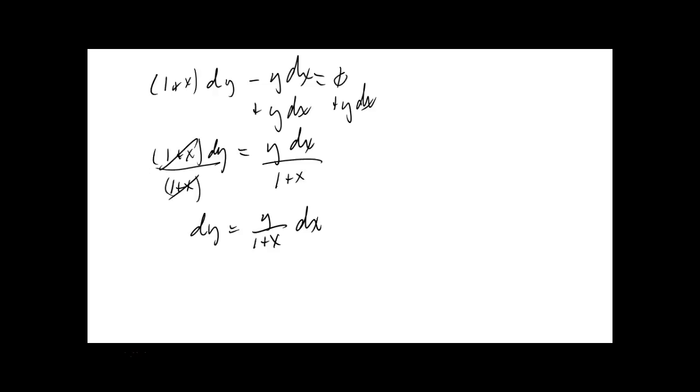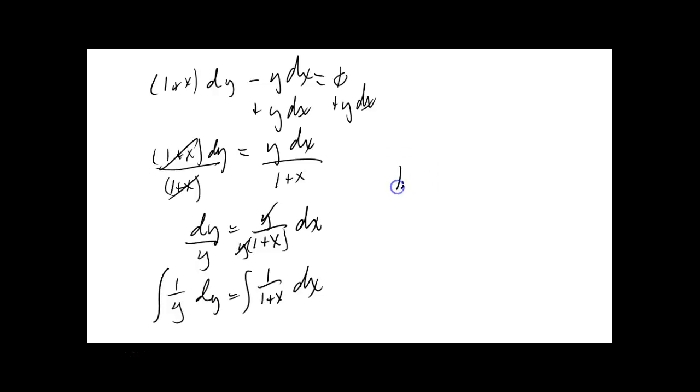Now what? Not yet. I want the y on the other side. So what am I going to do? Yeah, that sounds good. Divide both sides by y. And that gives me 1 over y, like you said, dy is equal to 1 over 1 plus x dx. And now, integrate both sides. Now, they didn't give us any initial conditions, so we don't know much. So, how would you integrate the left-hand side?